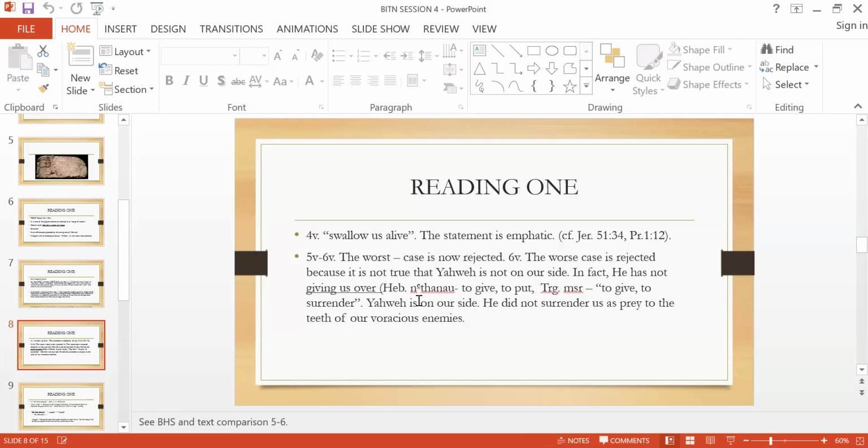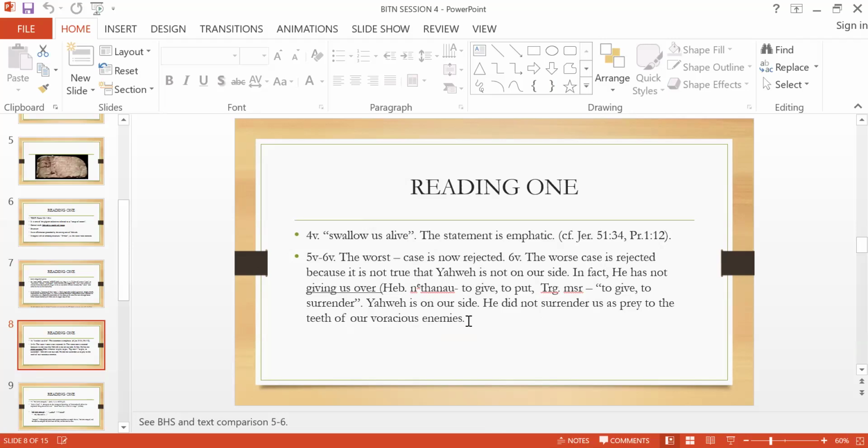The Hebrew word here is Netanu. In other words, He has not given us over. He has not given us up. Like the Targum puts it, to surrender. So Yahweh is on our side. Why? Because He did not surrender us as prey to the teeth of our voracious enemies.